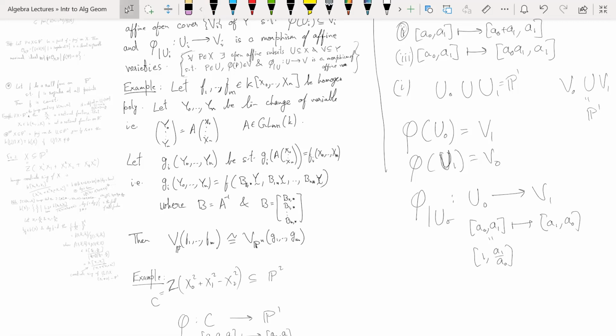So this point goes to a1 over a0 comma 1. So this v1 means the second coordinate is non-zero. This is how we think of v1 as a1. So this is in fact an isomorphism: a1 over a0 goes to a1 over a0.